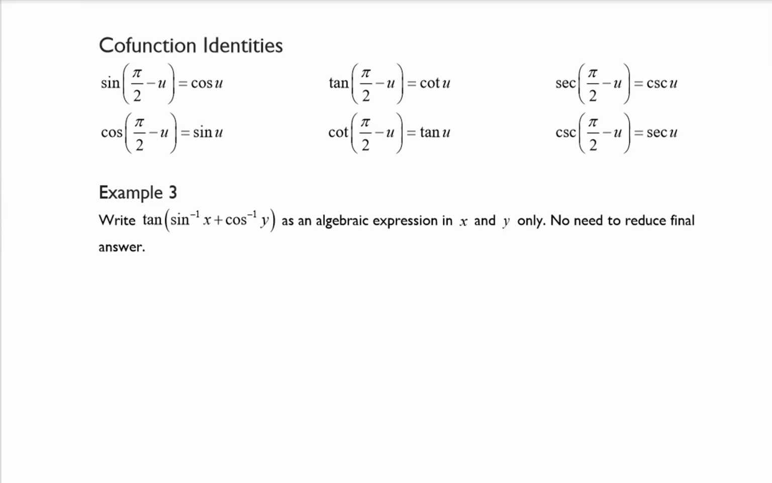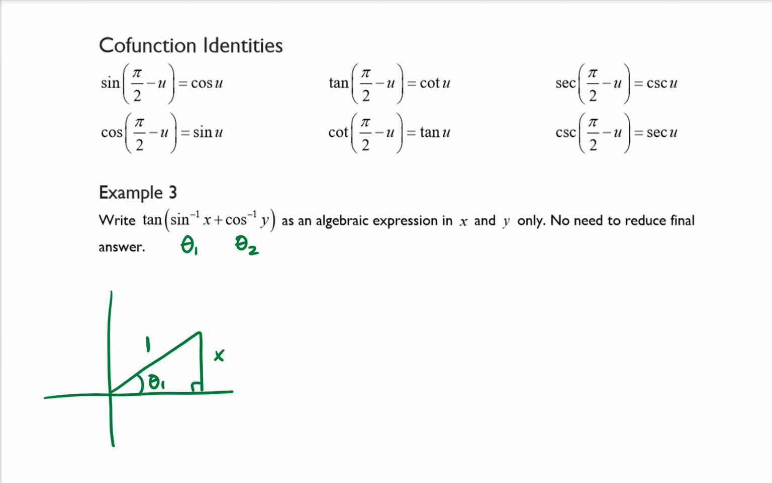We have sine inverse of x, and we know that that is going to equal some angle, and I'm going to call it theta 1, and cosine inverse of y is some angle as well, and I'm going to call that theta 2. And I'm going to draw two different right triangles. So here we have angle theta 1, and we know that the sine of this right triangle is x, which tells us that the opposite over the hypotenuse is x.